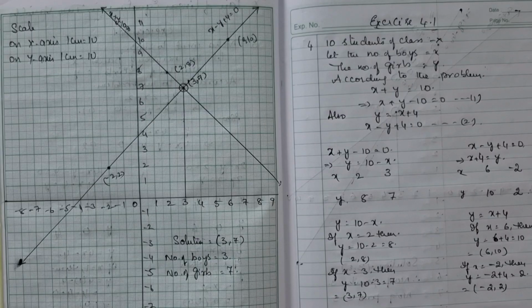Please note it down. Here again, scale. Don't forget to write the scale. On the x-axis 1 centimeter is 1 unit, and on the y-axis 1 centimeter is 1 unit. So please note it down and do it in your graph.